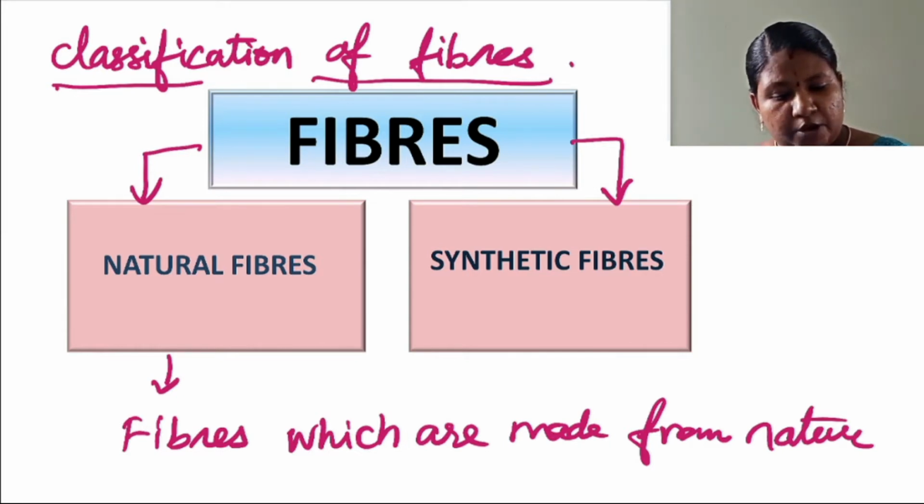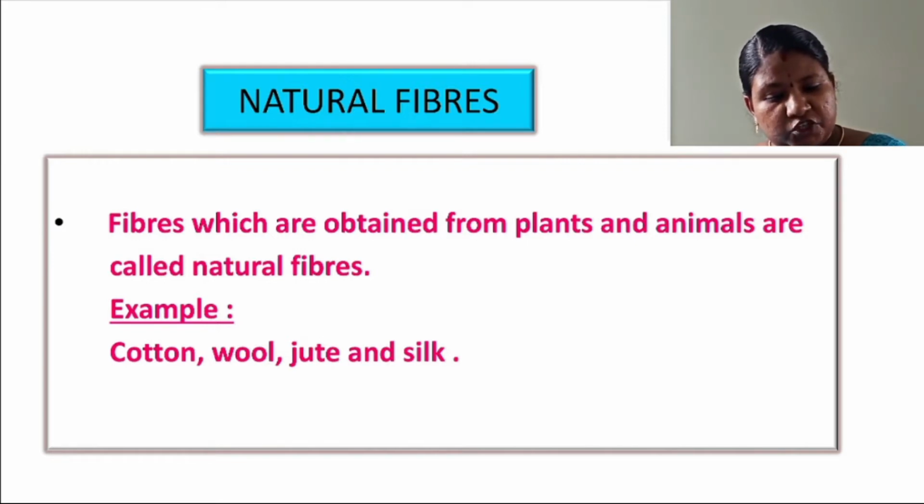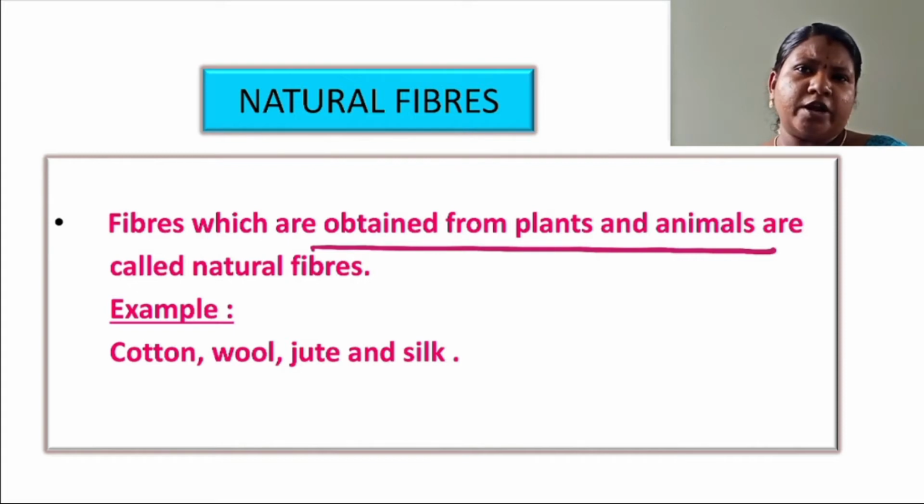Right. Now, we will see about natural fibers. What do you mean by natural fibers again? Fibers which are obtained from plants and animals are called natural fibers. Let us see some examples for natural fibers. What are they? Cotton, wool, jute and silk.